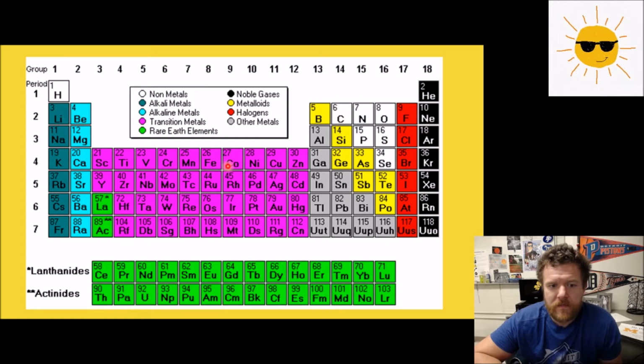Above 26, so cobalt, nickel, copper, zinc, all of those have to be made in a supernova because you can't make them through regular fusion in the core of a star. Supernovas can create up to element number 92, which is uranium, which means all of these, as well as all of these, are man-made. You can't find them in nature. You can't find them in the universe. They're only created through artificial means here on planet Earth by humans.